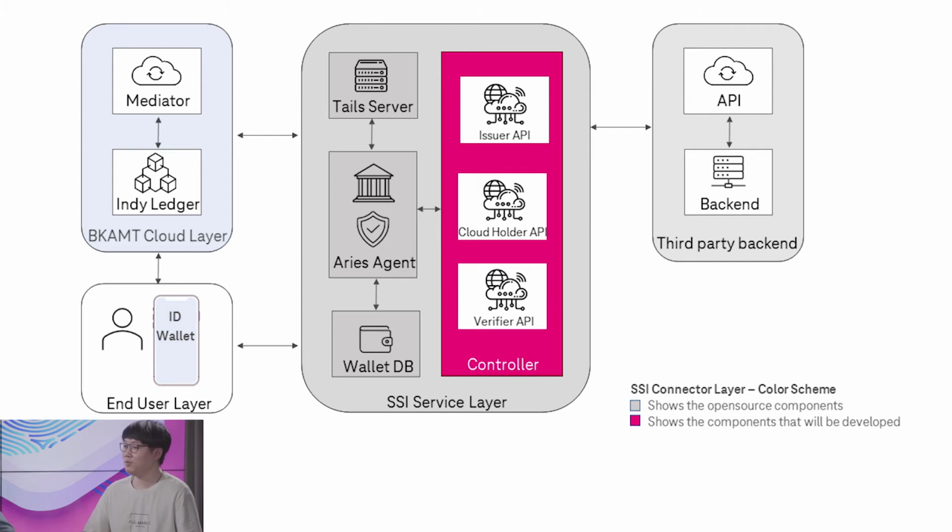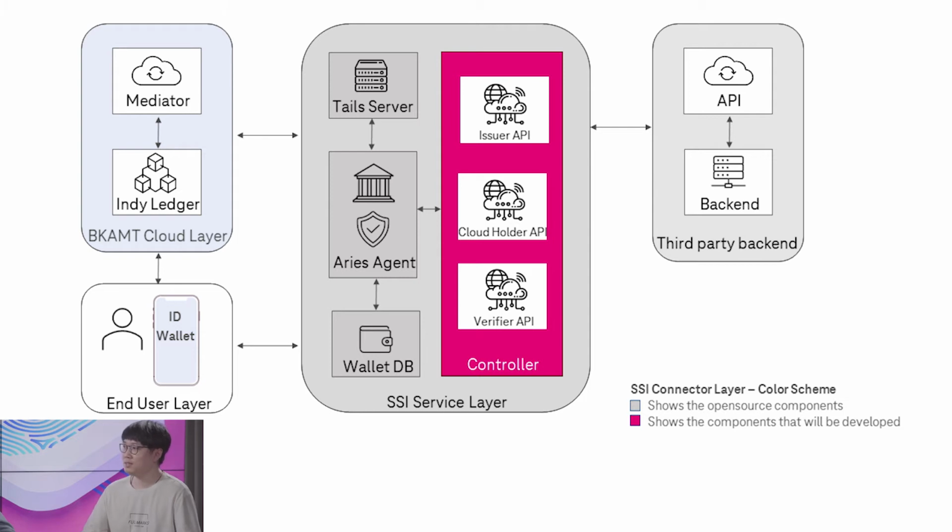And it will first receive some request from the third-party application, parse it, and then build a new request and send it to the agent. And for the agent, we adopt the open source library called ACA-Py, which adheres to the RFCs and can also perform some SSI functionalities.